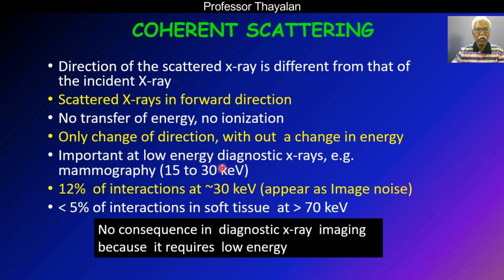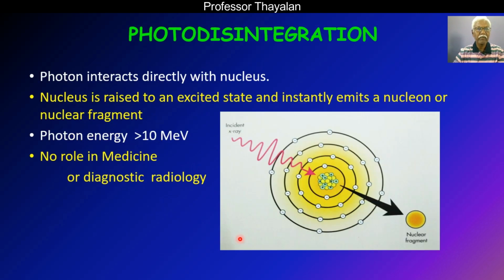It is important at low energy in diagnostic X-rays, for example mammography. Around 12% of interactions take place at 30 kV, whereas it is less than 5% in soft tissue around 70 kV. Coherent scattering has no consequence in diagnostic X-ray imaging because it requires low energy.